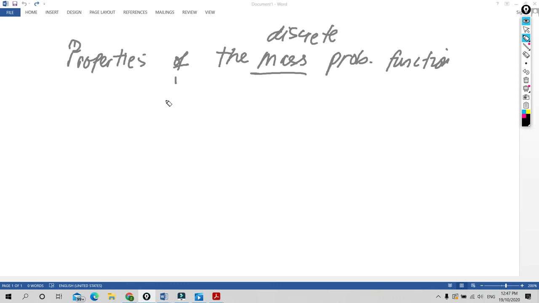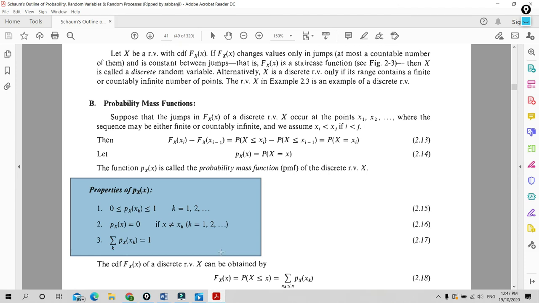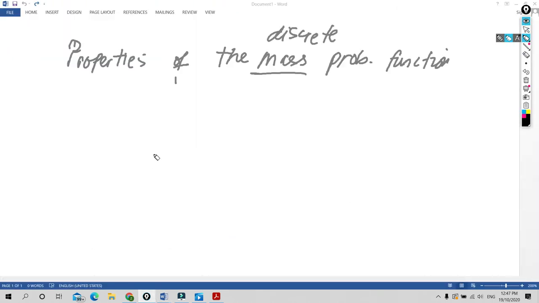Now, the first property here: let's say I cut here, control X here. I cut here and paste this way, control V here. So I put it here.